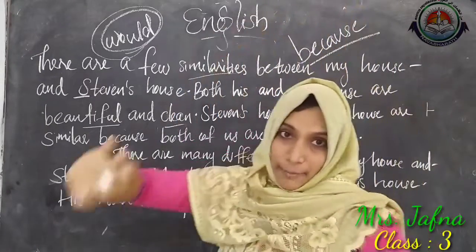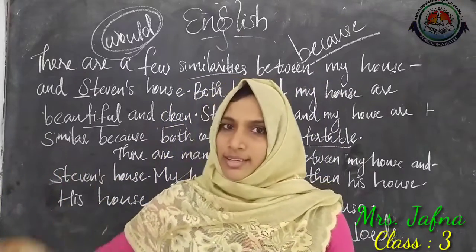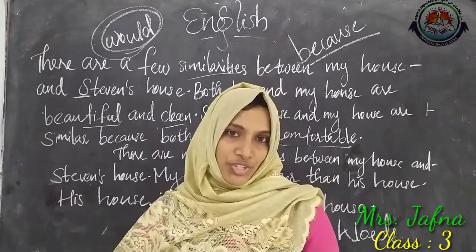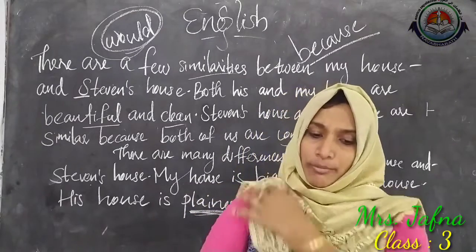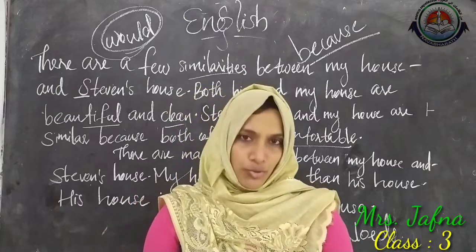Okay, so the family did not have enough money because it hadn't rained in many months. Right, this is how you can write this one. And see the question number 4. Write 4 adjectives to describe Stephen's house.